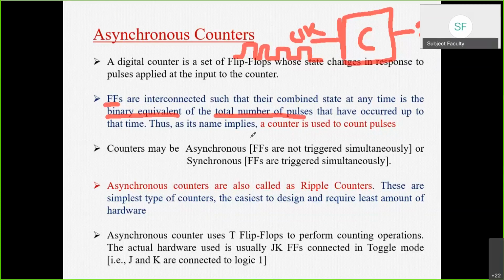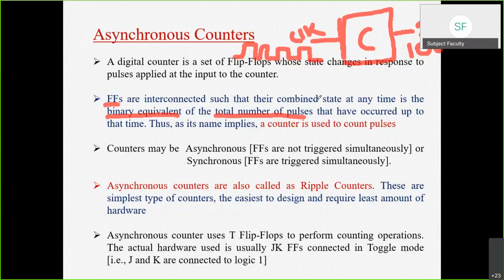Thus, as its name implies, a counter is used to count pulses. Just remember that. How will it give you the count? The count will be given in binary equivalent form. So suppose 4 pulses I have applied at the input, the output should be 4, but in binary, 4 is 1 0 0. We will see how it works. For now, just remember that counters count the pulses given at the clock signal.